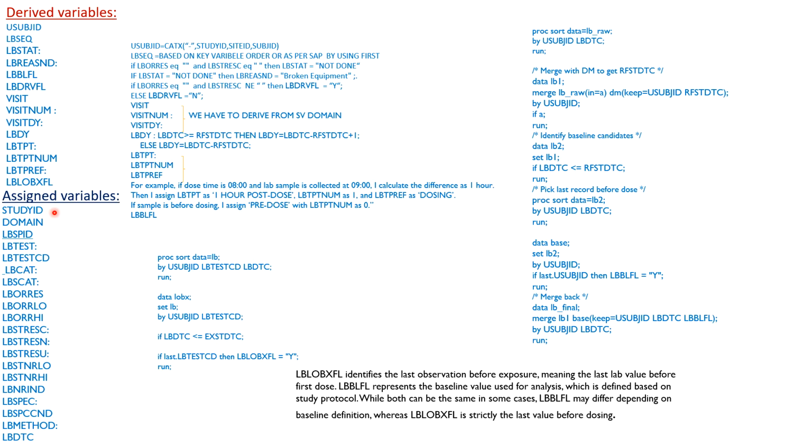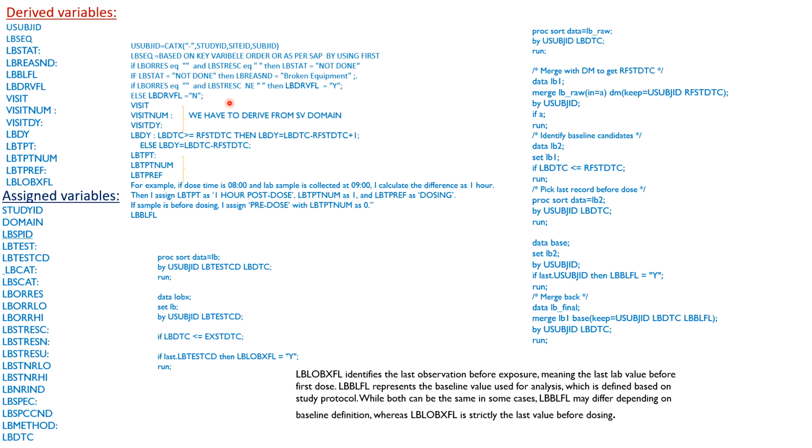So in the LB domain, these are the derived variables and these are the assigned variables. Now we can see how the derived variables are derived by using code. Unique subject ID we already know, right? By using CATX, concatenate the study ID, site ID, and subject ID.